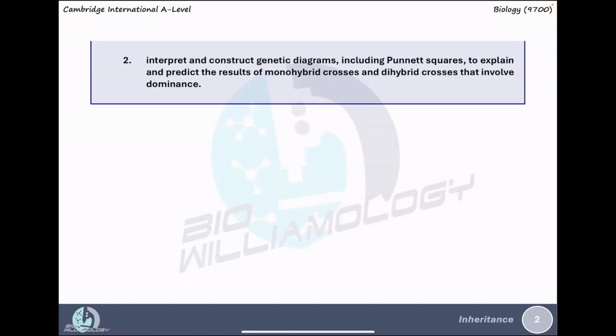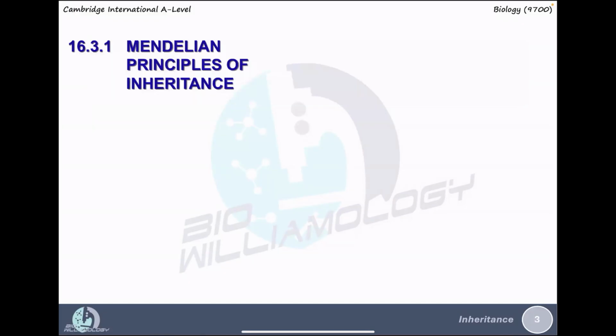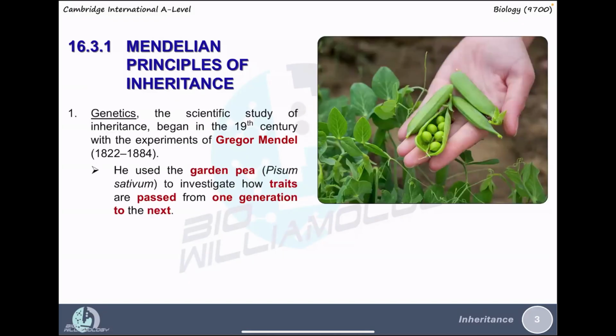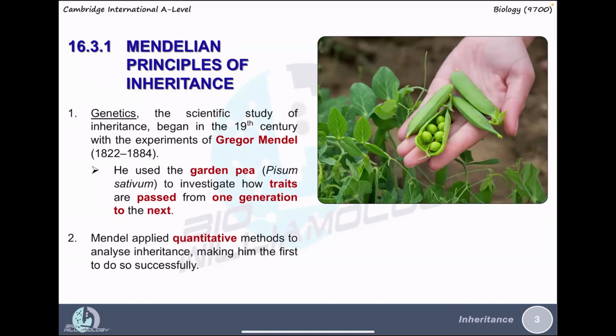Let's get started. Let us look at the Mendelian principles of inheritance. Genetics is the scientific study of inheritance, which began in the 19th century with the experiments of Gregor Mendel. He used the garden pea, the one shown in the diagram, to investigate how traits or phenotypes are passed from one generation to the next generation.